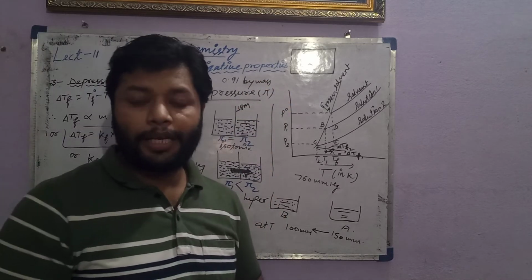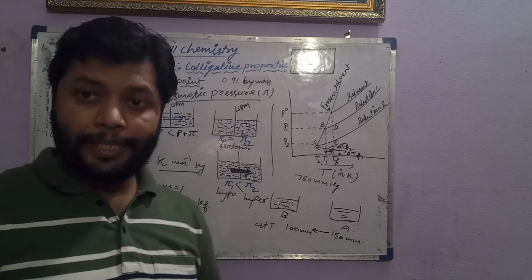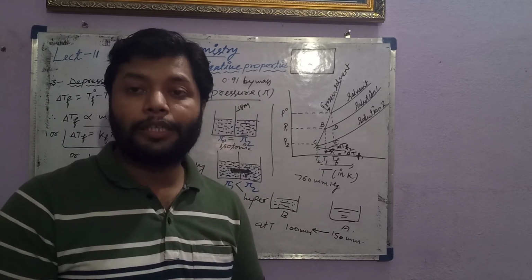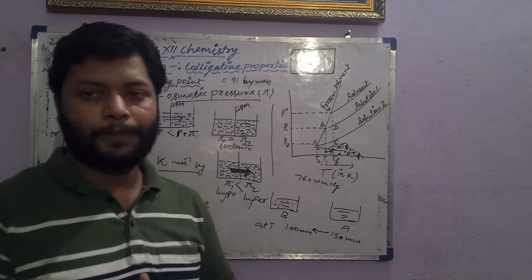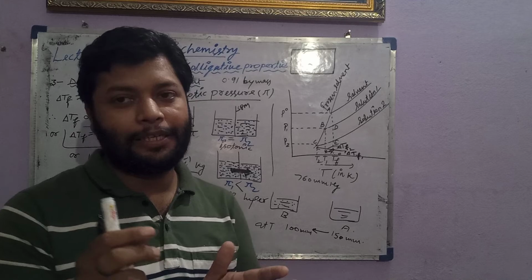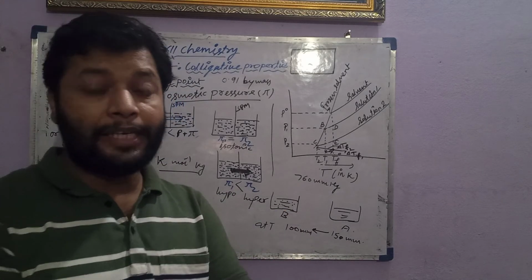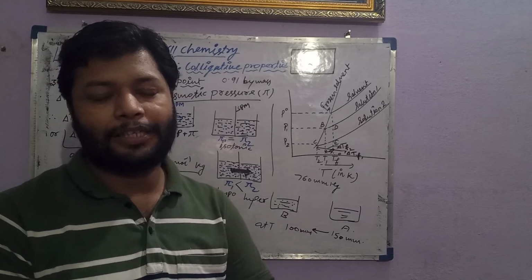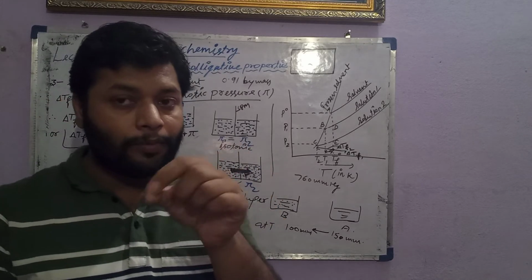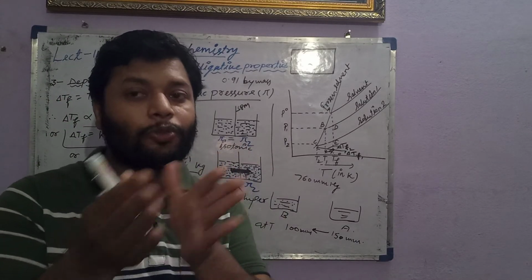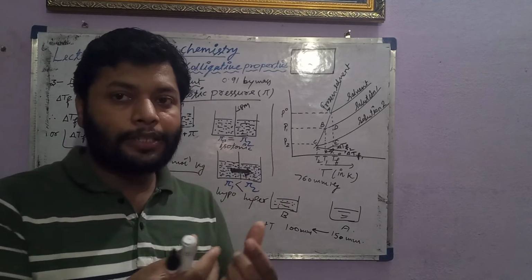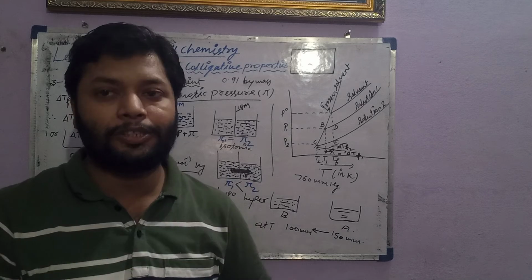The concentration of 0.91 brine solution is actually isotonic with the blood cells. This example has to be learned because it is given in NCERT and very often asked in competitions. The concentration of salt solution, which is 0.91 by mass, is isotonic with the blood cells, and that can be easily injected intravenously.